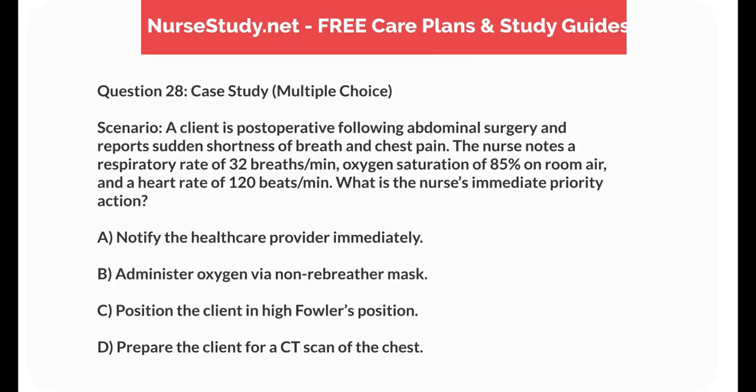Question 28, Case Study, Multiple Choice. Scenario: a client is postoperative following abdominal surgery and reports sudden shortness of breath and chest pain. The nurse notes a respiratory rate of 32 breaths per minute, oxygen saturation of 85% on room air, and a heart rate of 120 beats per minute. What is the nurse's immediate priority action?